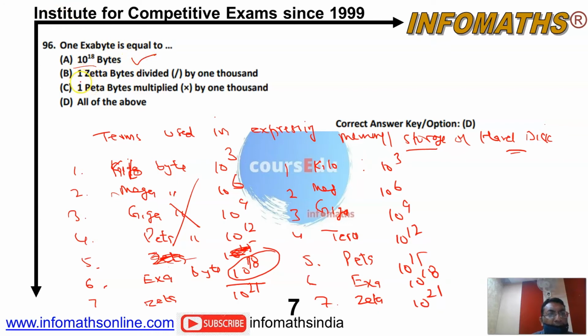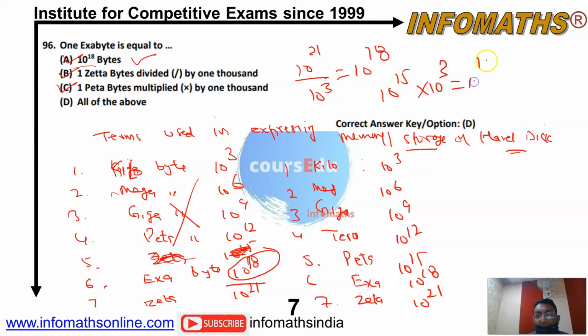Let's go with the second option also. 1 zettabyte, 10 raised to power 21, divided by 10 raised to power 3, again 10 raised to power 18. So this also matches. If two options match, definitely the third will match also. 1 petabyte, 10 raised to power 15 into 10 raised to power 3, 10 raised to power 18. So all of the above is the right answer. But for this question, you have to remember all these memory terms.